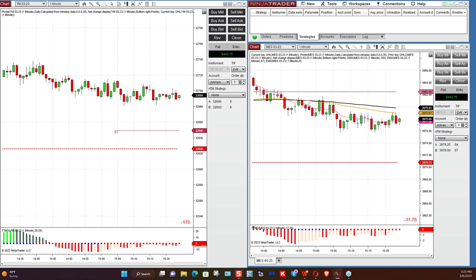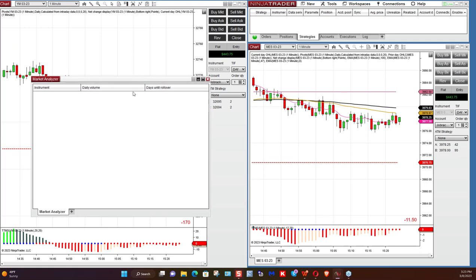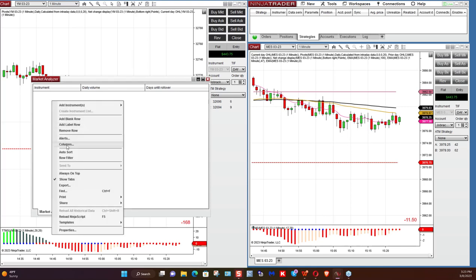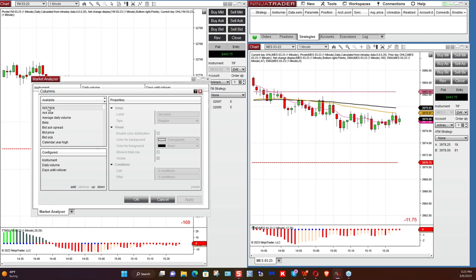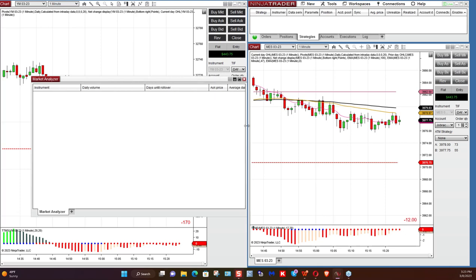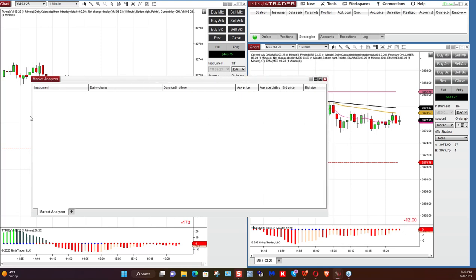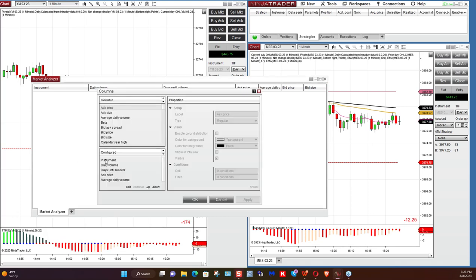If you go to New and Market Analyzer, you'll get rows and columns, a lot more rows and columns than what you see here. For the columns, you might have the ask price, the average daily volume, the bid price, the bid size. You'll just have a lot more, okay? And it'll look more like this. So I took this list, and I right click it and go to columns, and all I put on it is instrument, daily volume, and days until rollover. I remove everything else, okay?